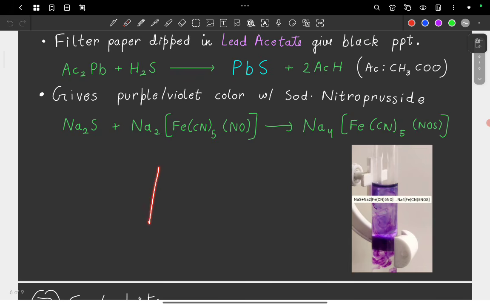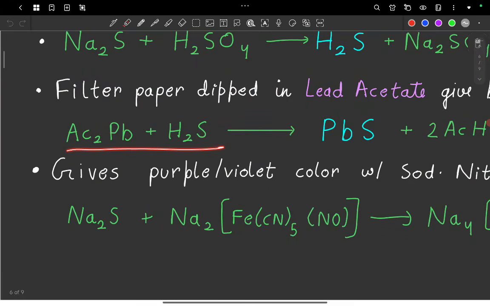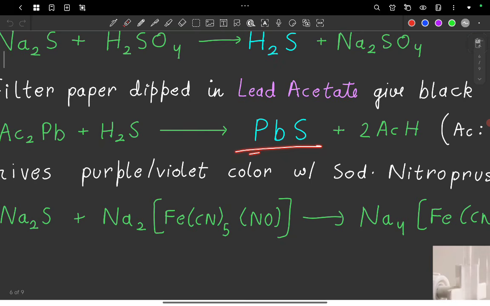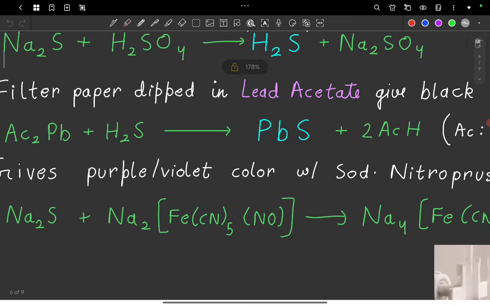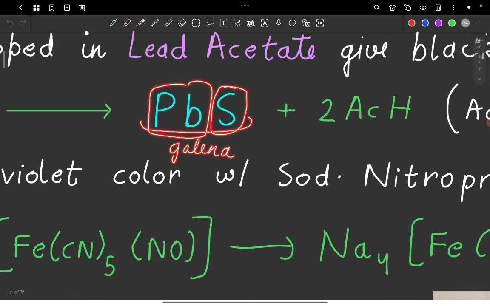What does this do? When you take that filter paper dipped in lead acetate solution and bring H2S gas in contact with this lead acetate strip, what happens is that it reacts with the H2S to form PbS with 2 moles of acetic acid. Now, PbS, as you know, we studied in the p block, this is called galena. And galena is in fact an ore for lead and also for sulfur.